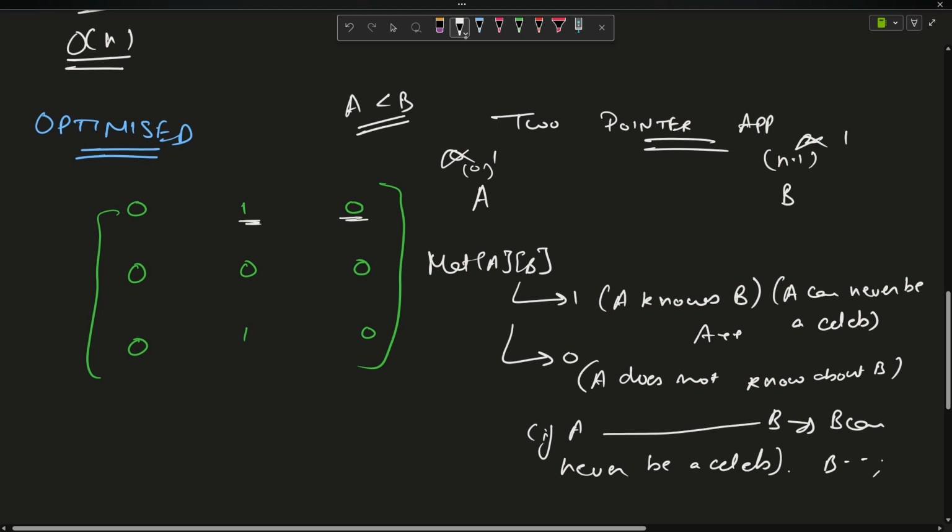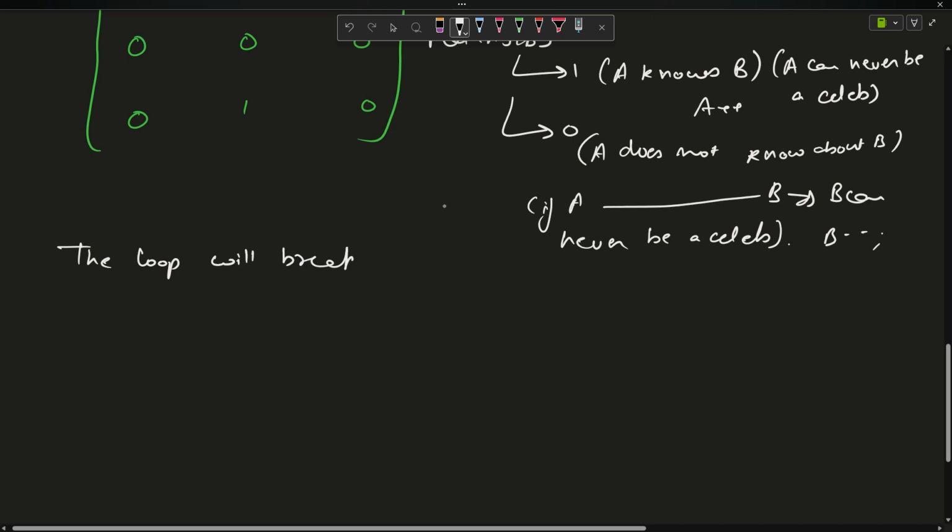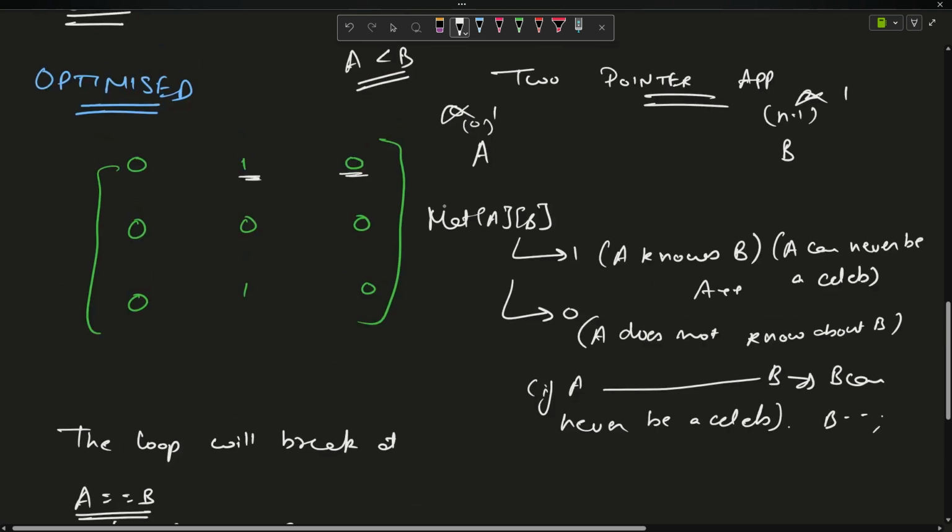Now the loop will break at A equals B. This is my potential candidate. Just check for him. So we stopped at A equals 1 and B equals 1. We will check if 1 is a celebrity or not. We will check that this row contains 0 and these two contain 1. So we will say yes, it is a celebrity, and we will return 1 as our answer.